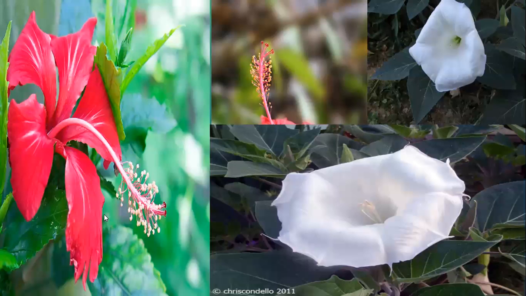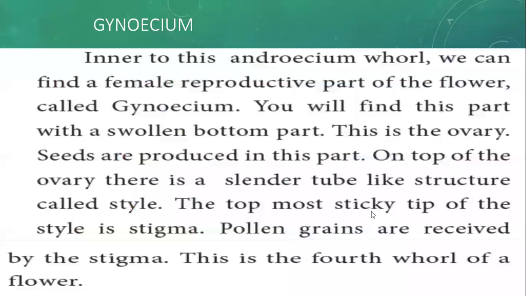We'll see the hibiscus. See here, this is the anther and filament. This is the lobe, and here the powdery yellow pollen grains are there. This is the androecium, the male reproductive part of the hibiscus. In Datura, we can see 5 stamens, but in hibiscus, numerous stamens are here. But in Datura metel, we can see only 5 stamens in the androecium.